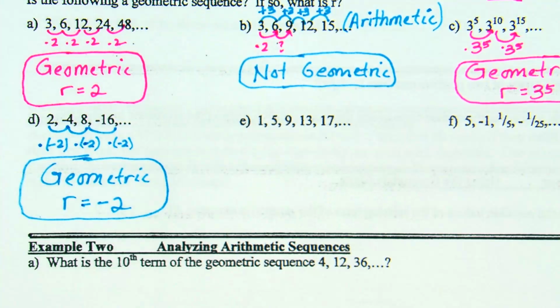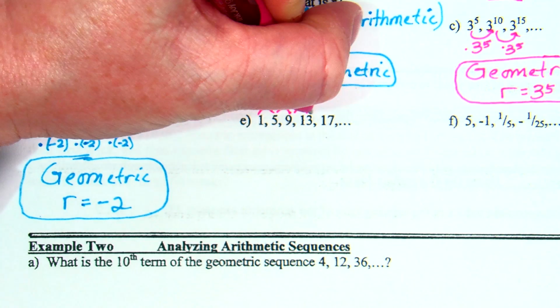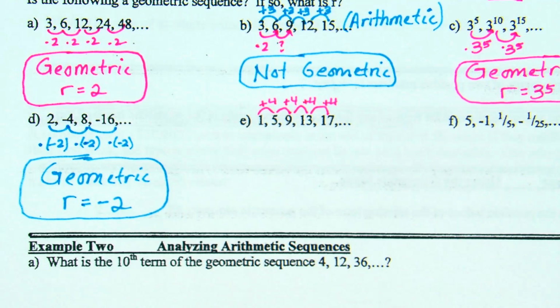1, 5, 9, 13, 17. So what can we identify here? Okay, we see the adding 4. 1 plus 4 is 5, plus 4 is 9, plus 4 is 13, plus 4 is 17. What does that tell me about this sequence? I at least know the sequence is arithmetic.